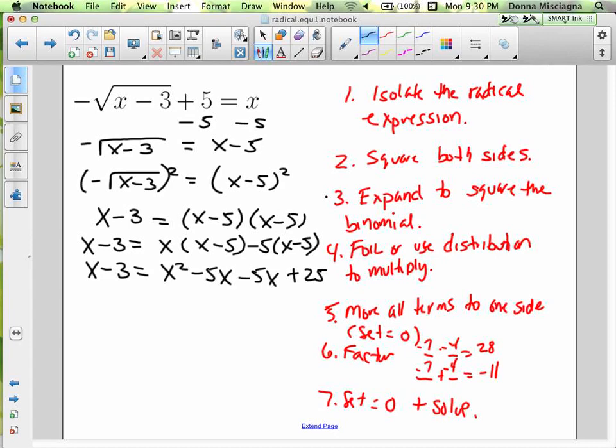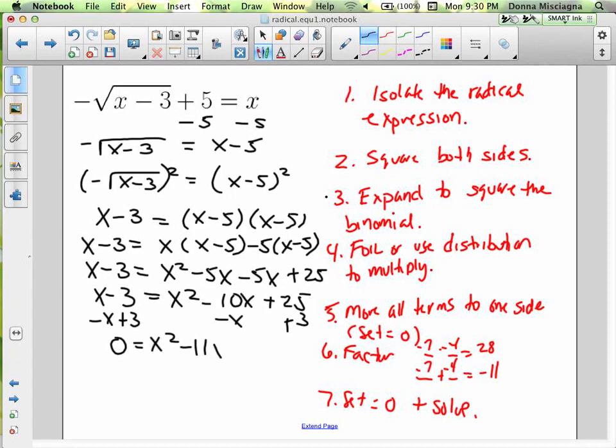Let's combine our like terms, and then we'll move everything to one side. So we have x minus 3 equals x squared minus 10x plus 25. And then we'll subtract x and add 3. So we have 0 equals x squared minus 11x plus 28. Right, so 1 times 28 is 28. It multiplies to give us 28, adds to give us negative 11. It's going to be negative 7 and negative 4.